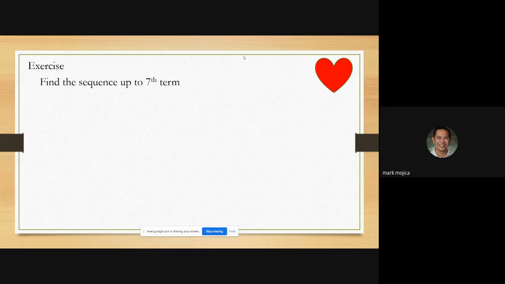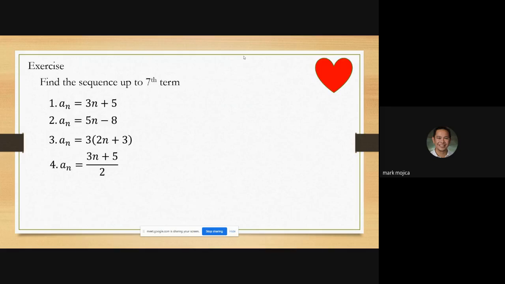Okay, find the sequence up to the seventh term. So, a sub 1, 2, 3, 4, 5, 6, hanggang 7 tayo. So, here are the nth terms. You have a sub n is equal to 3n plus 5. A sub n is equal to 5n minus 8. A sub n is equal to 3 times the quantity 2n plus 3. And you have a sub n is equal to the quantity 3n plus 5 divided by 2. And a sub n is equal to the square root of 3n plus 5. So you have 1 minute, and 1 minute starts now.